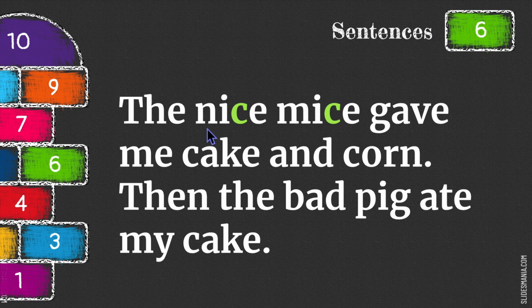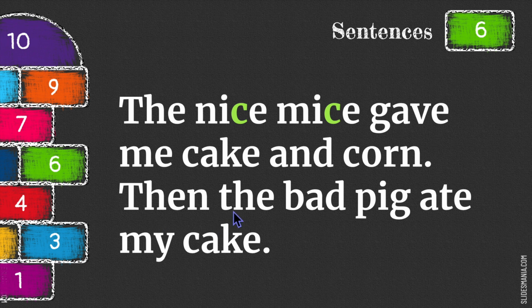The ice, remember the soft C because of the E, and the E also makes the I have its long sound. Ice, mice, gave, me, cake, and corn. The nice mice gave me cake and corn.